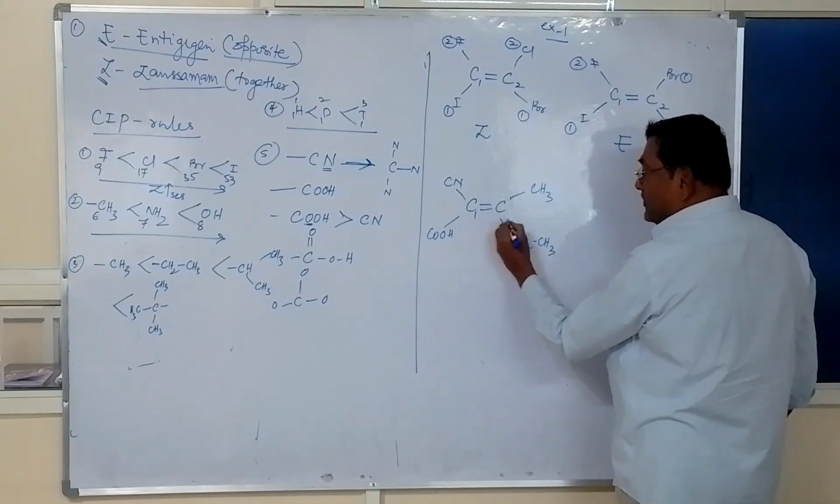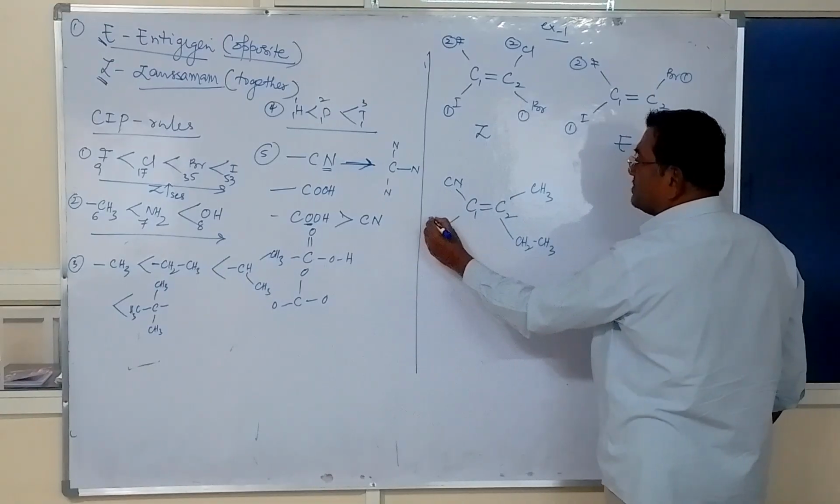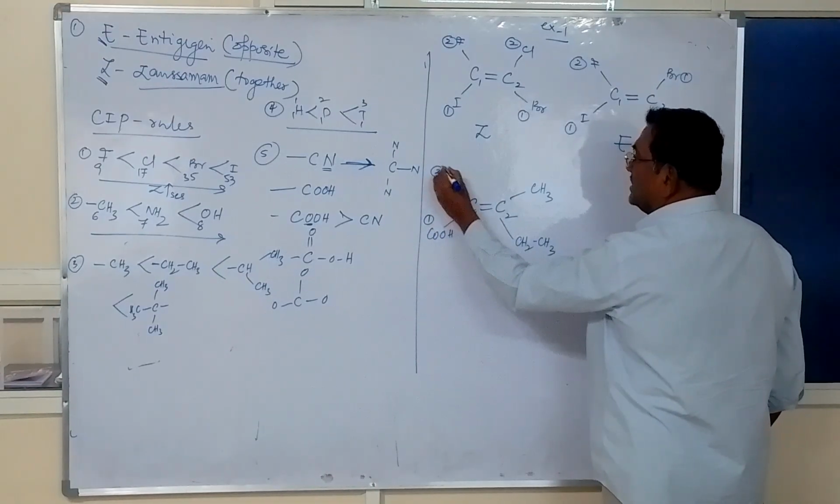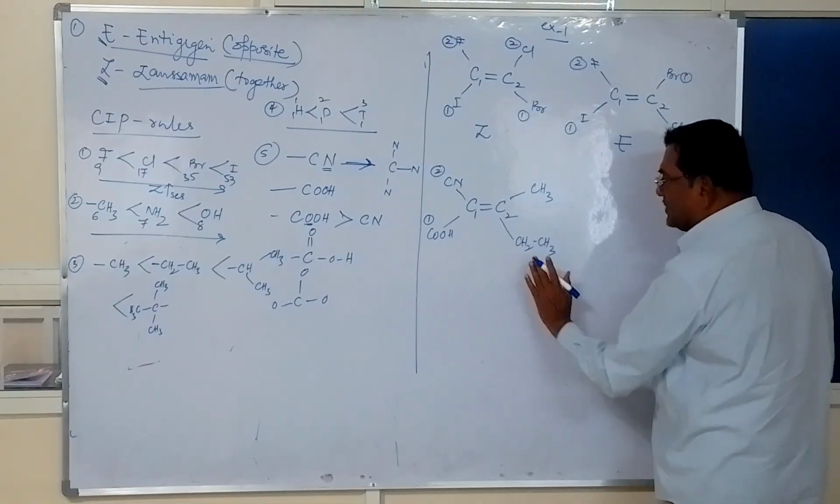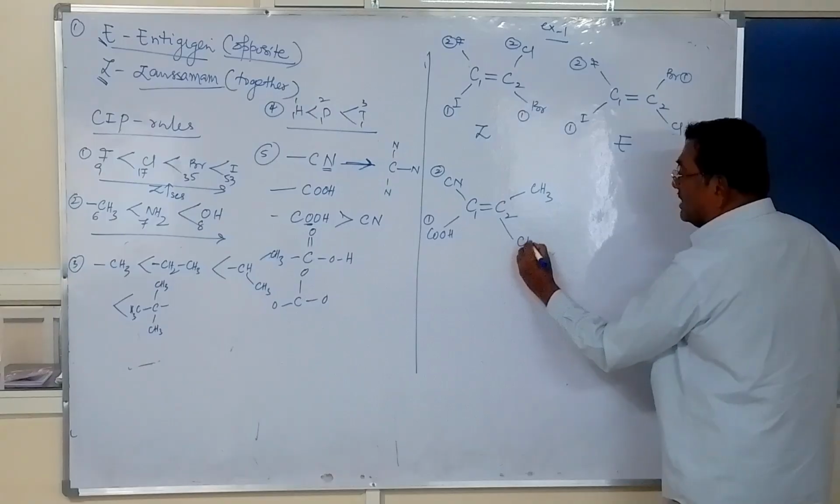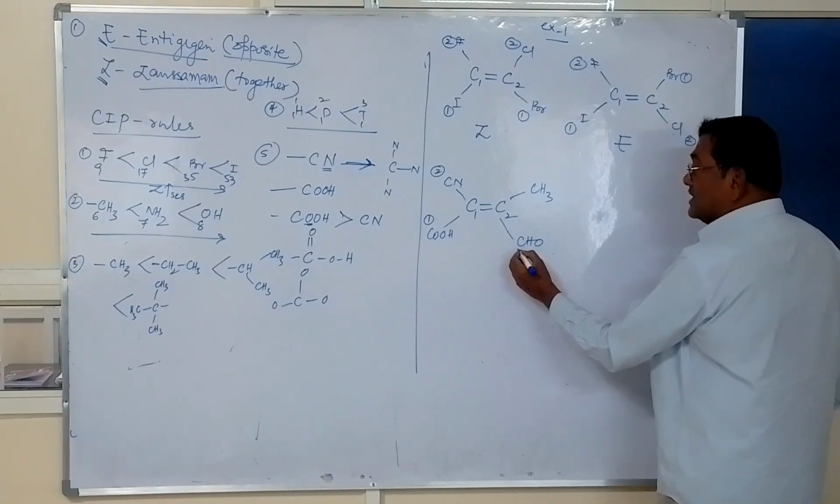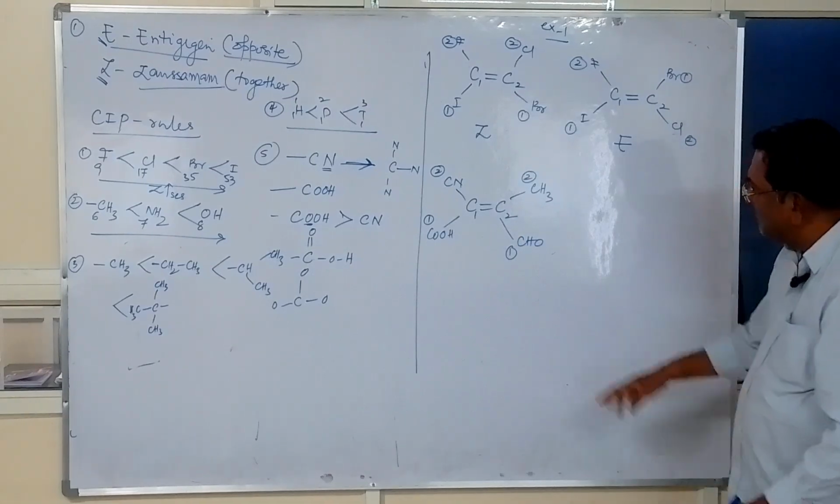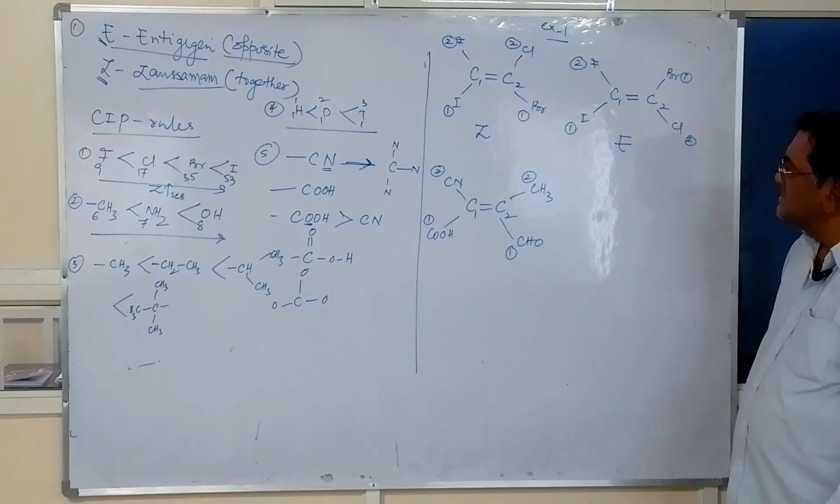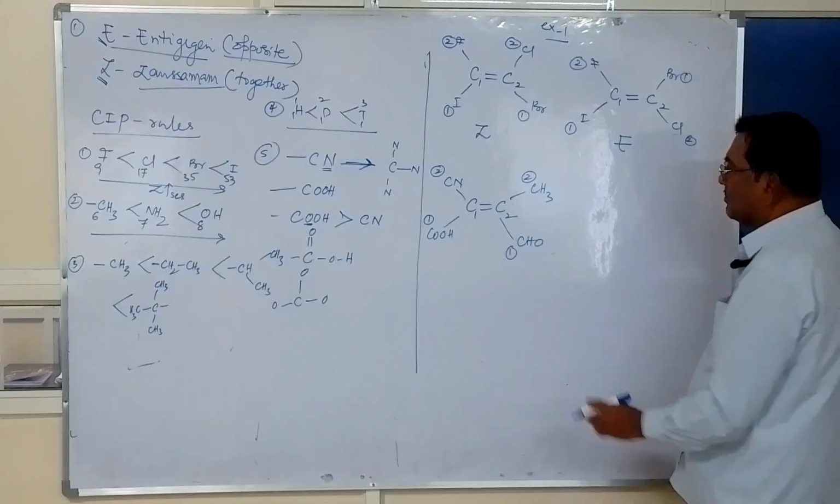Tell me, Baba, on the first carbon, which is going to be highest priority? This is going to be 1, this is going to be 2. Whereas, let's do this, children, with a little change. I'll take here an aldehyde group. Hence, the first priority comes to this, the second priority comes to this. Why? Because the double bonded oxygen is there in the aldehydic functional group.